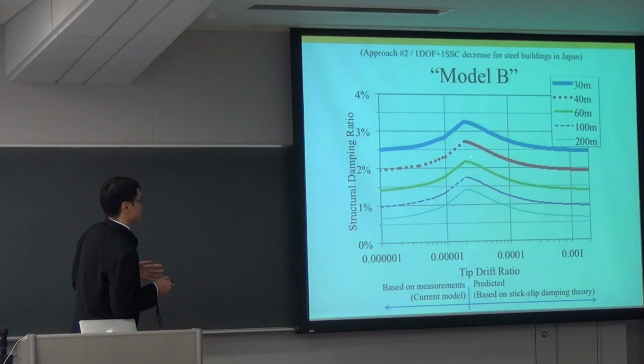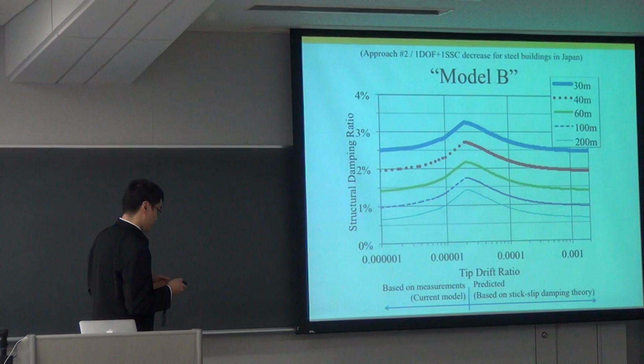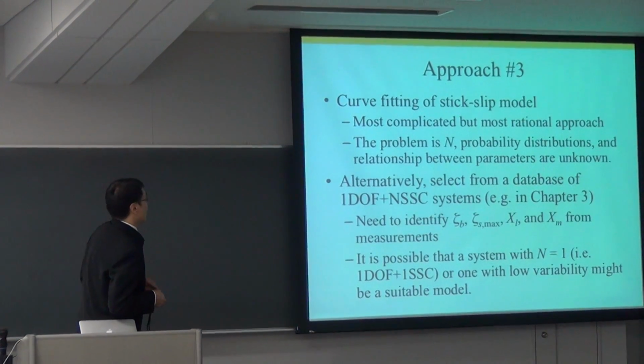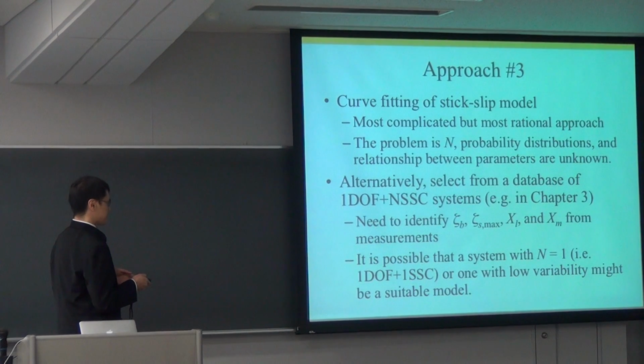And for example, for different buildings, this is what it would look like. So of course the general damping level changes with height, but they all decrease in a similar way. Approach number 3 is curve fitting of a stick-slip model.